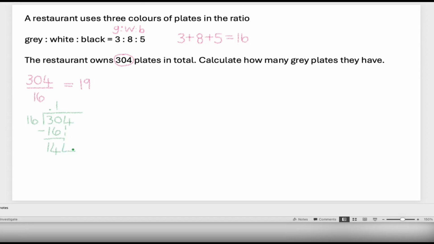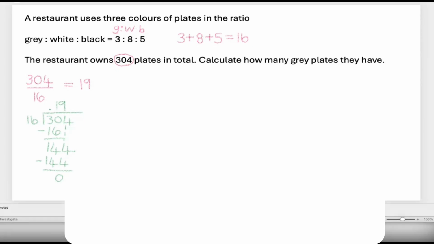Then we have 144. What is 144 divided by 16? It is equal to 9. 16 times 9 is equal to 144. 144 minus 144 is equal to 0. It's equal to 0, so we stop. Okay, so 304 divided by 16 gives us 19. So there we have the value of one part.